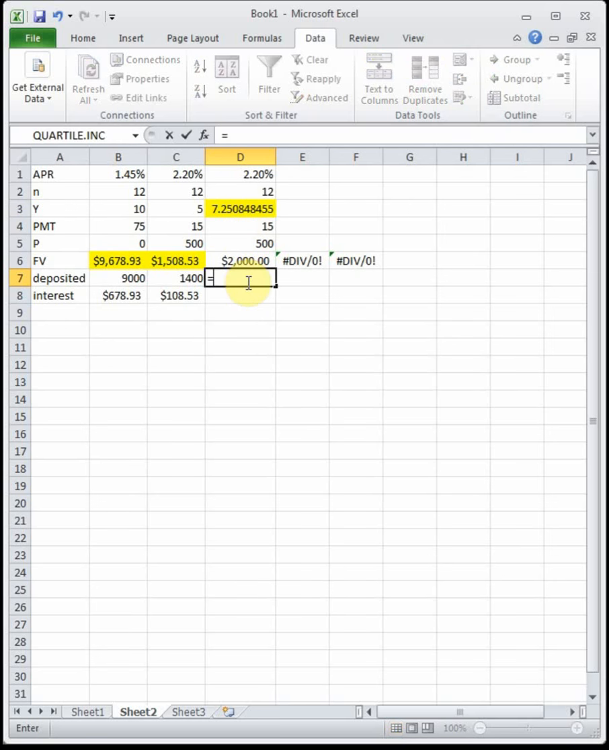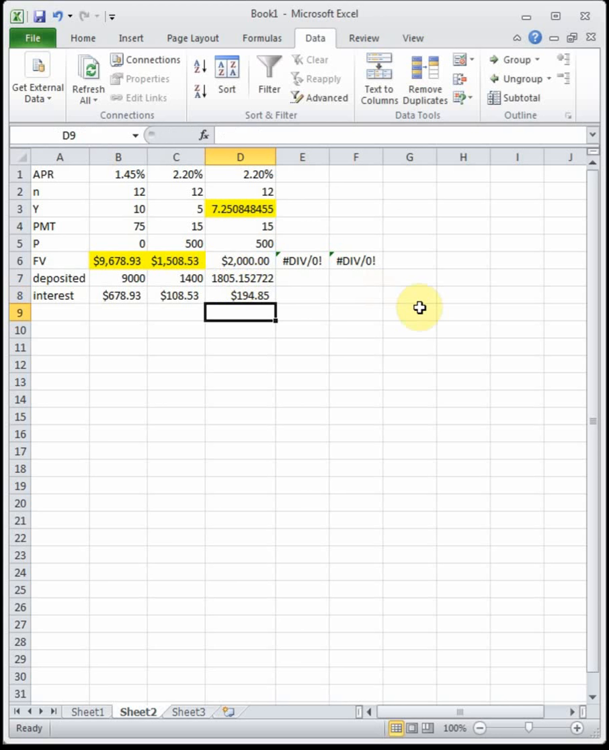And again, if we wanted to figure out how much she deposited, she did 500 plus $15 a month for 12 months a year times 7.25 years. And so she made almost $200 in interest. That's decent. Yeah, more money is better than less money.